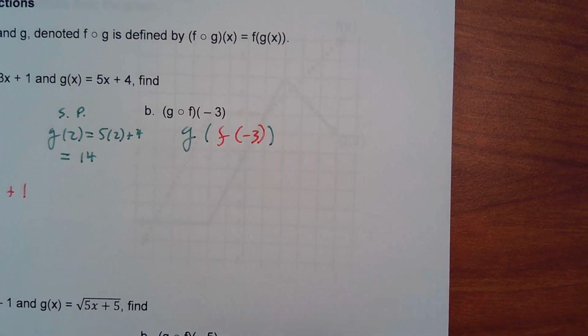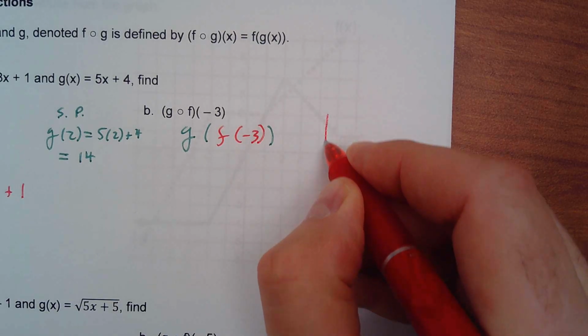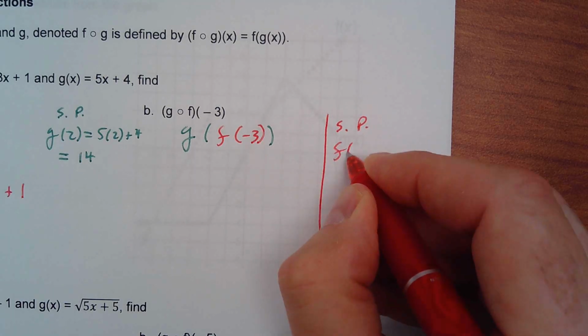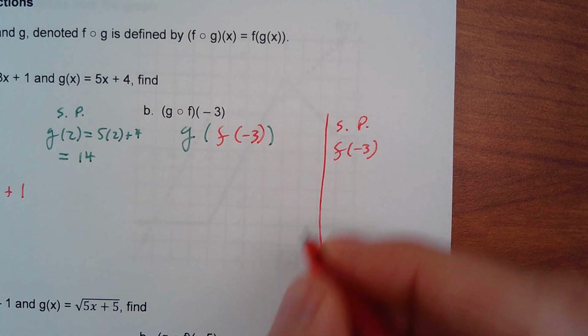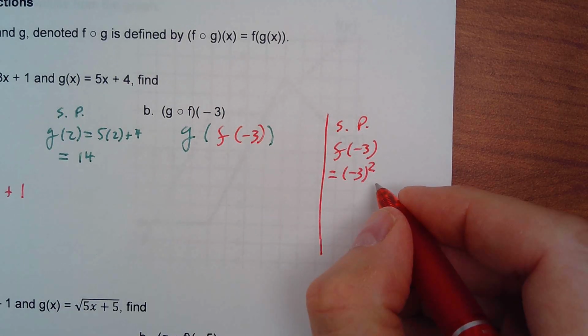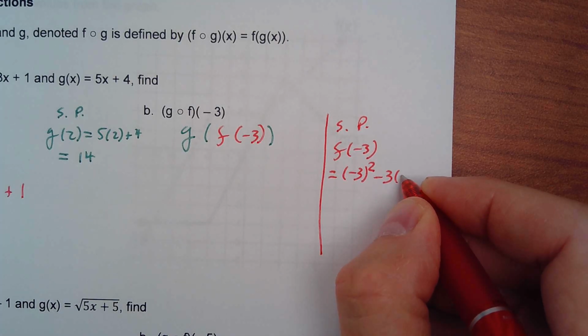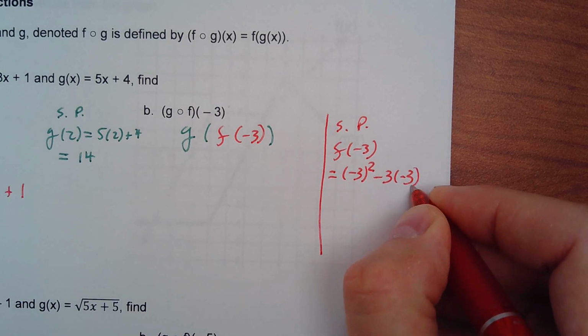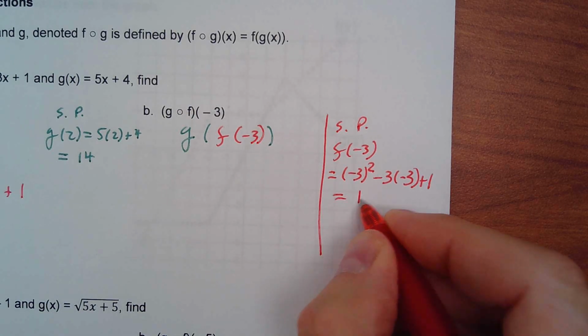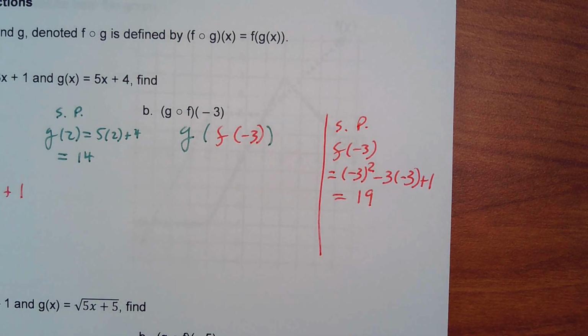So again, I'm going to go off to the side here to my scratch paper. I want to first figure out what F of negative 3 is. So I'm going to plug that in. I think we did that earlier in the previous part. And I believe that gives us 19. You can double check me on the calculator.